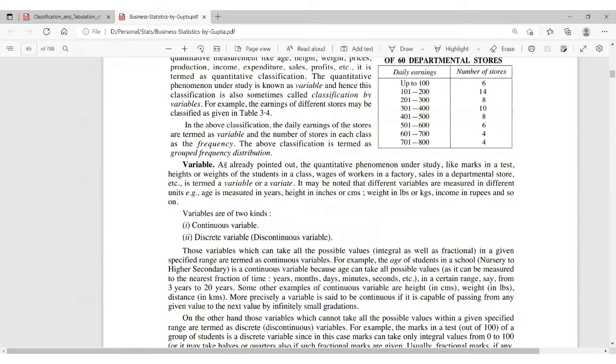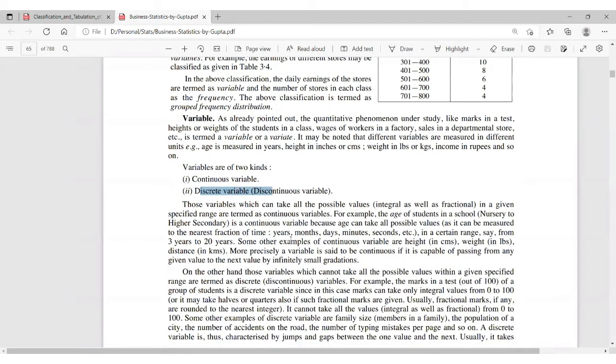Also variable. As already pointed out, the quantitative phenomena under study, like marks in a test, heights and weights of the students in a class, wages of workers in a factory, sales in a departmental store, are variables. So variables are of two kinds: continuous variables or discrete variables. Right?